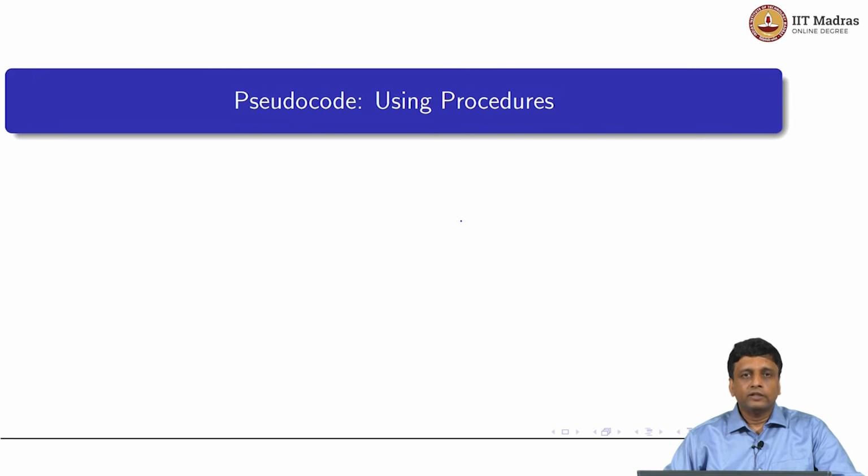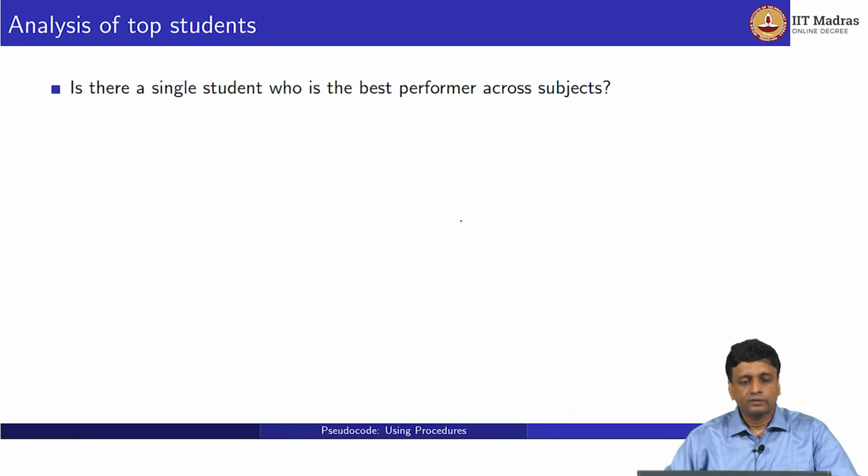So, we saw how to write pseudocode for procedures. Now let us go through a small example to see how we actually call a procedure from our main code and use it in our execution. Remember this problem that we discussed in the class, which is whether or not there is a single student who is the best performer across all subjects.